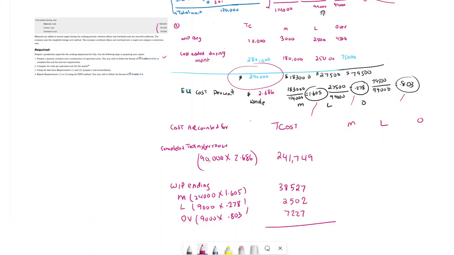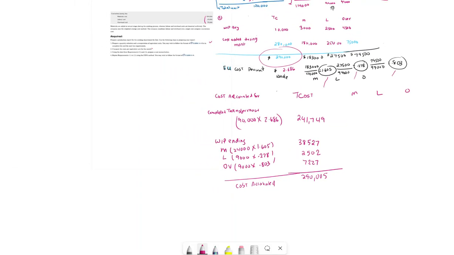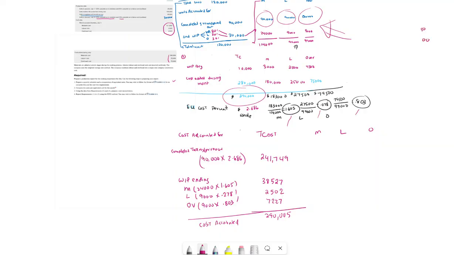Let's see if we do. Yes, I'm a little bit over 005, which is the cost that I accounted for. Cost accounted for. You will be asked to do this. Make sure you're practicing it with more than one question.